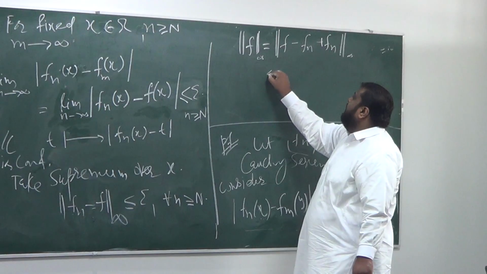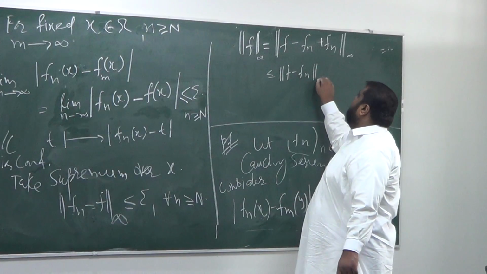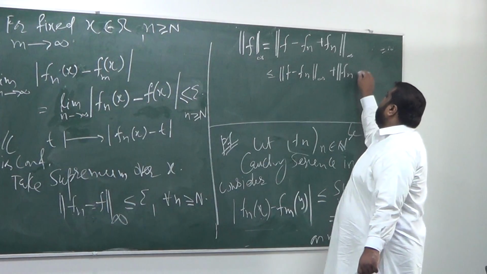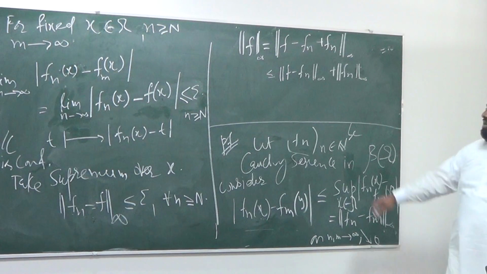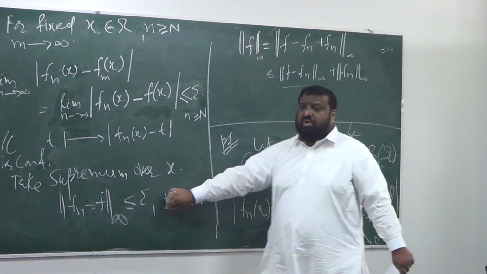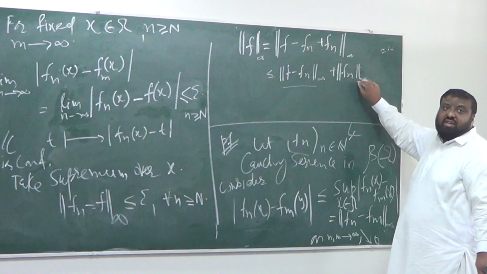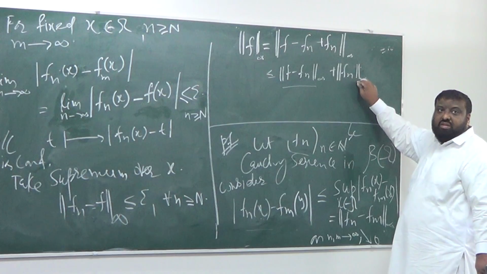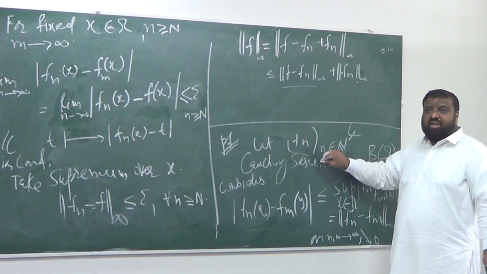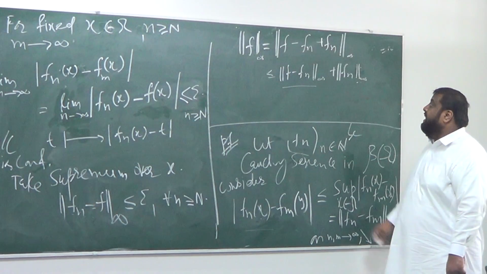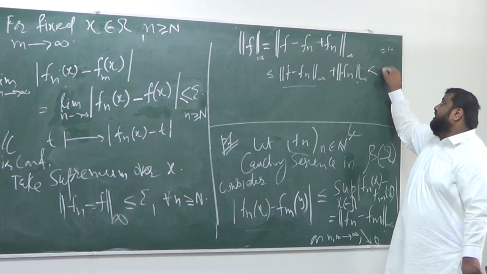And I know that I can estimate this by the infinity norm of f minus fn plus the infinity norm of fn. Now this one is smaller than or equal to epsilon. And why is this one finite? Because we have assumed that this sequence is in B of omega. So if it's in B of omega, this must be finite. For this, I've shown that this is an estimate. So this is finite.